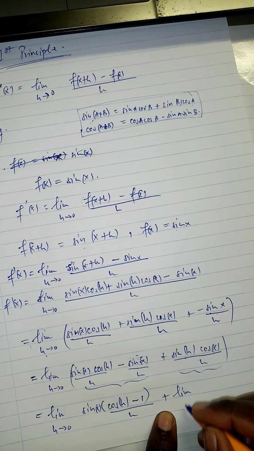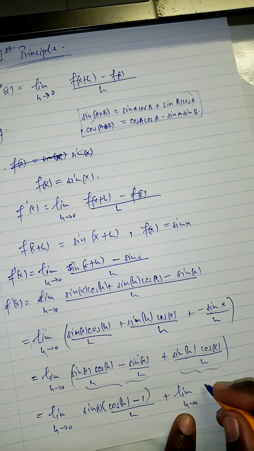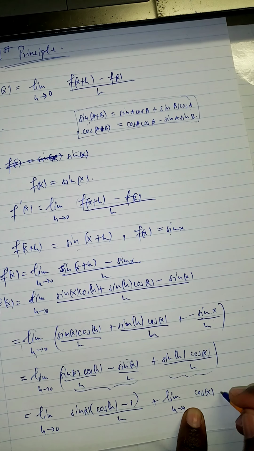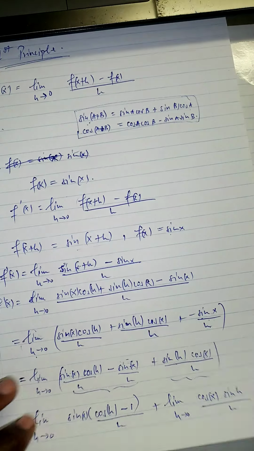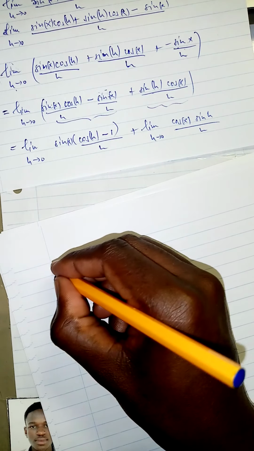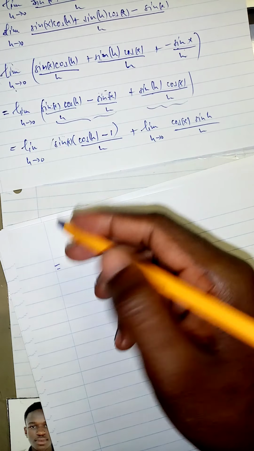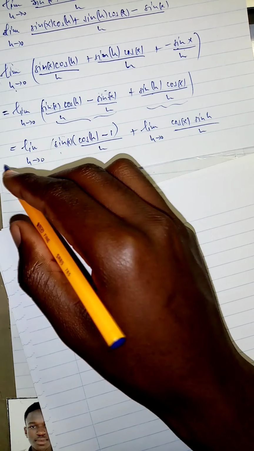the limit as h goes to 0 of, still the same, cos x sine h, everything over h. So from here, now I'm going to pull that sine x out, because it's independent of h.